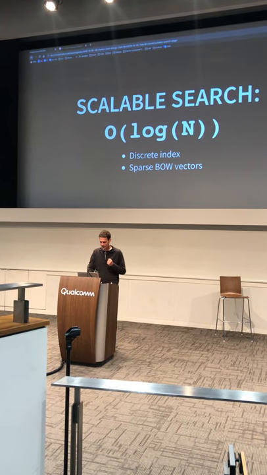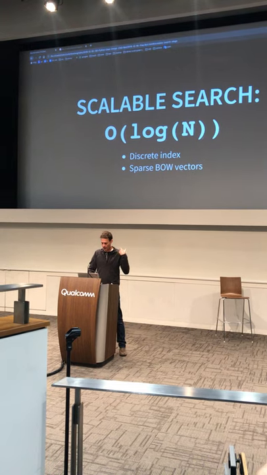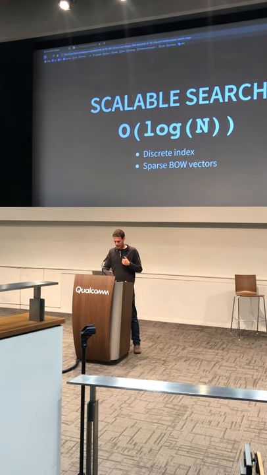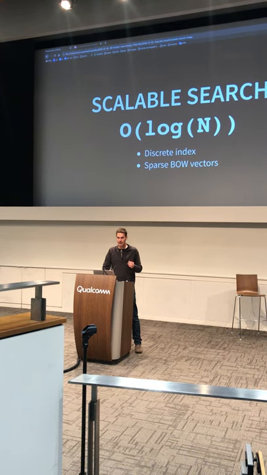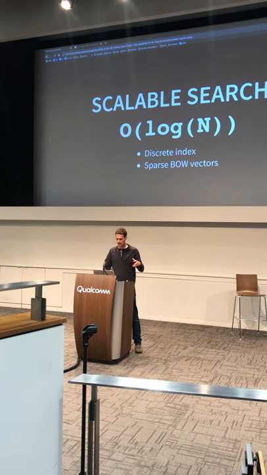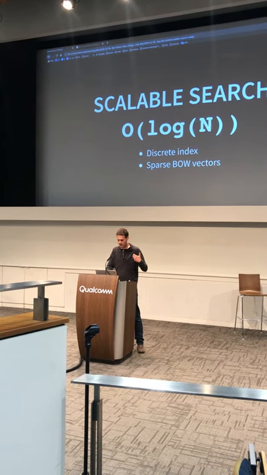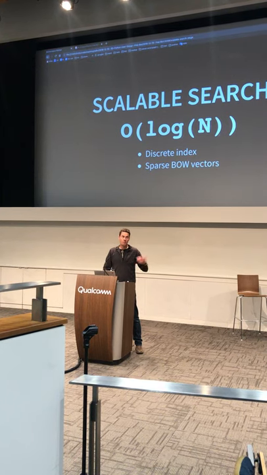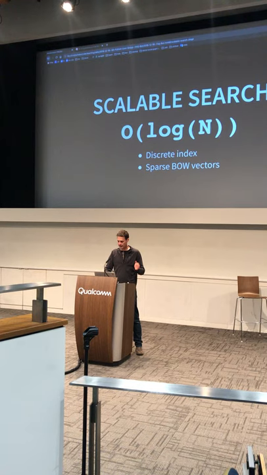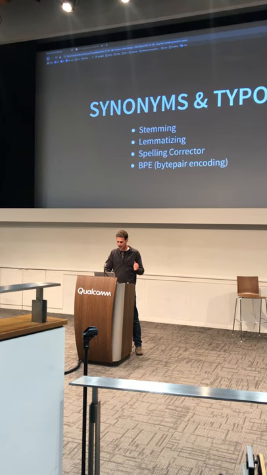Scalable search. So this is, like I said, on the order of log n complexity. You have a discrete index. You're using a bag of words vector that has a bunch of zeros and ones and maybe twos in it. It's sparse because you can just ignore all the zeros when you're doing this matching, or this binary matching, through all your documents. So it can happen very fast.